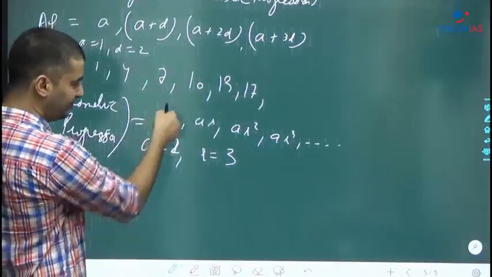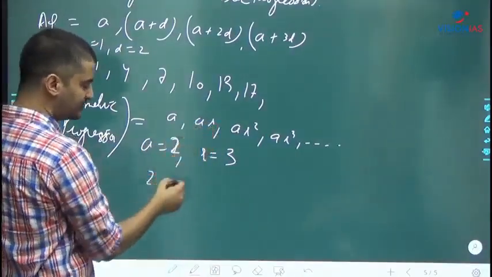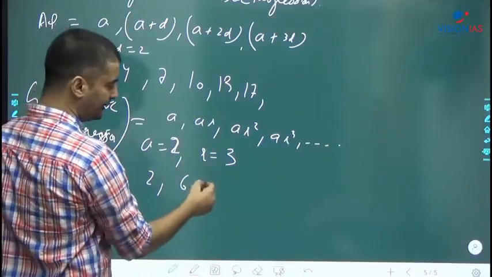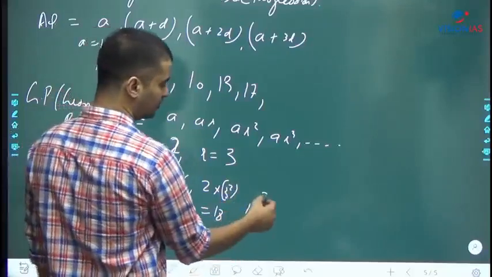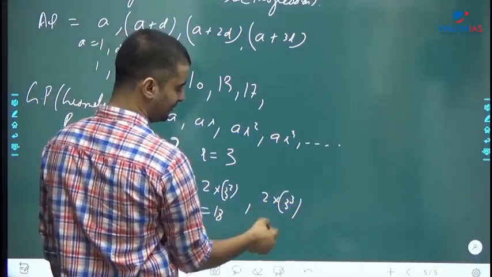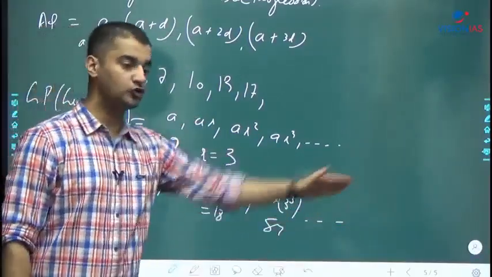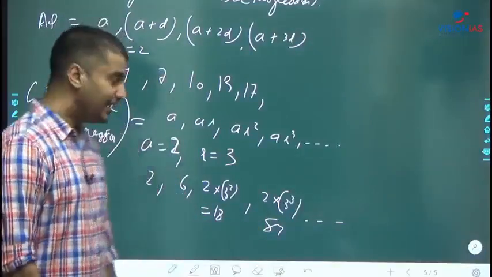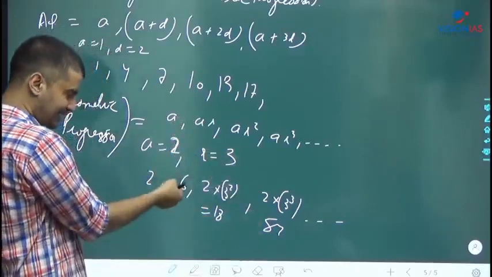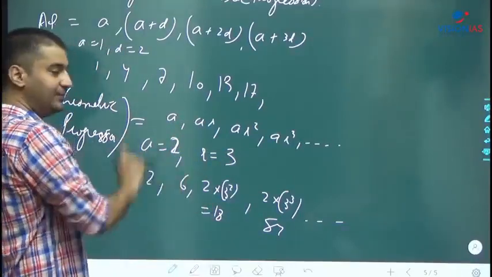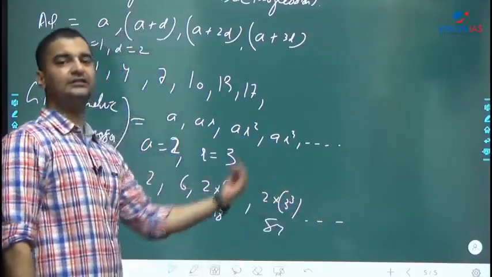So first term of this geometric progression would be 2, second term would be 2 times 3, that is 6, third term would be 2 times 3 square, that is 18, next term would be 2 times 3 cube, that is 54, so on so forth. So 2, 6, 18, 54, so on so forth. This is a geometric progression. Every subsequent term is 3 times the previous term. 6 is 3 times 2, 18 is 3 times 6, 54 is 3 times 18. The next term would be 162, that is 3 times 54.